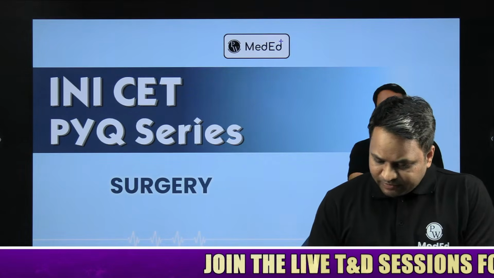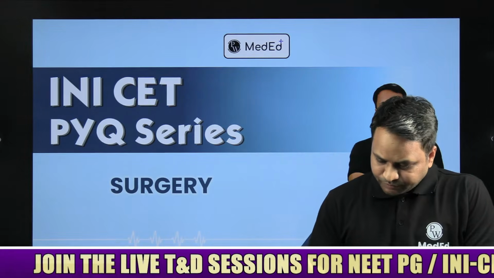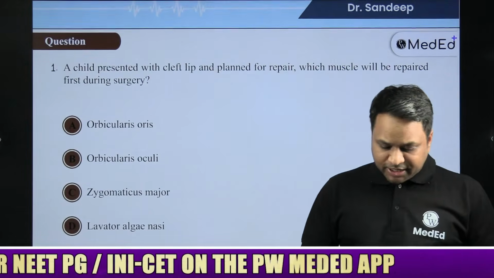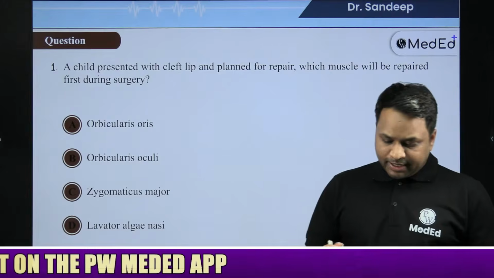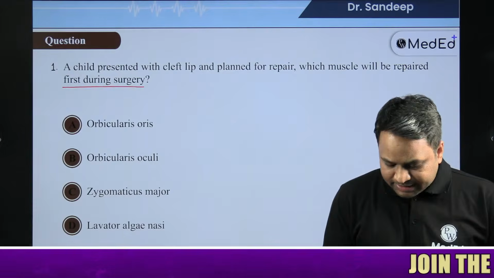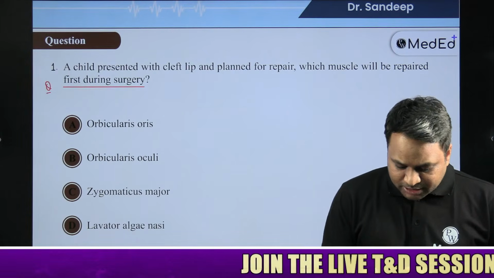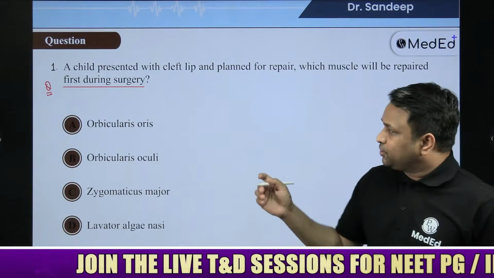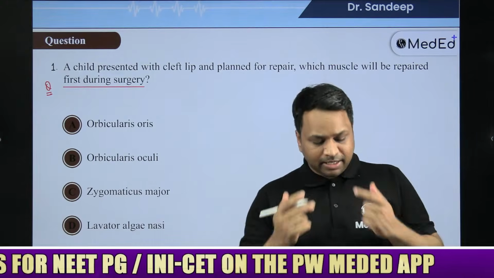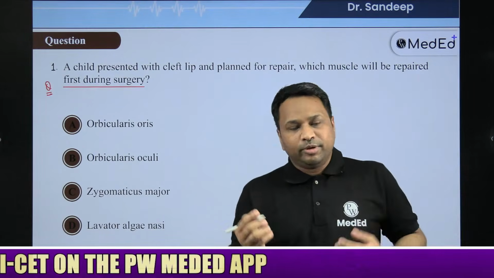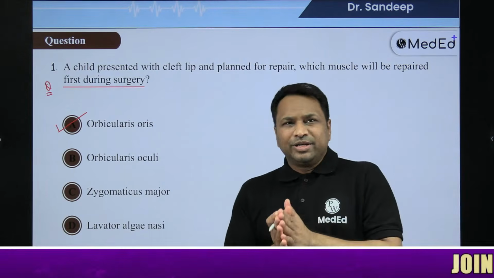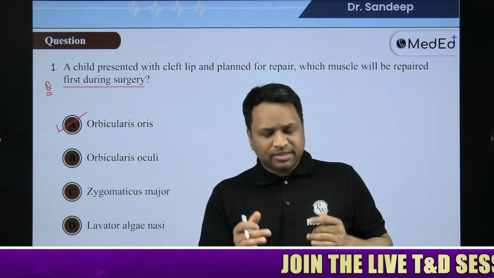So we'll start with the first question that we have. A child presents with cleft lip and planned for repair. Which muscle will be repaired first during the surgery? This was the latest exam question. Obviously, the first muscle in the cleft lip, if you look at the options, your orbicularis oris, oculi, zygomatic major, and levator labii superioris alaeque nasi, right? So obviously, the one around the mouth which will be repaired first is your orbicularis oris. So the answer here is A. Nobody's going to repeatedly ask the same question because it's a simple question.